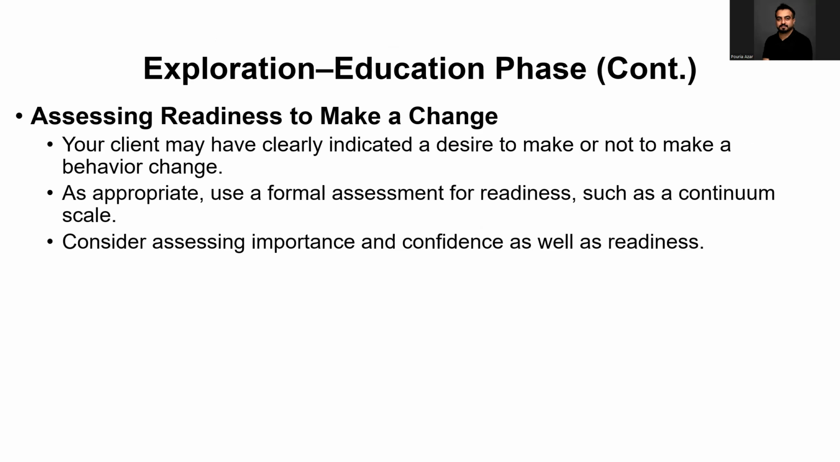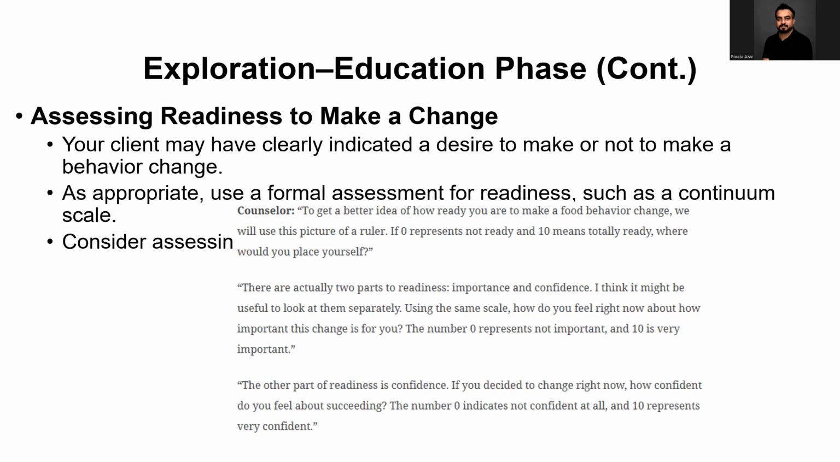And as we said, in this phase, we need to assess the readiness to make changes, which were those three levels of motivational levels. As appropriate, we need to use a formal assessment for readiness, such as a continuum scale, which we saw in previous slides. And we also need to assess importance and confidence, as well as readiness. So here is an example.